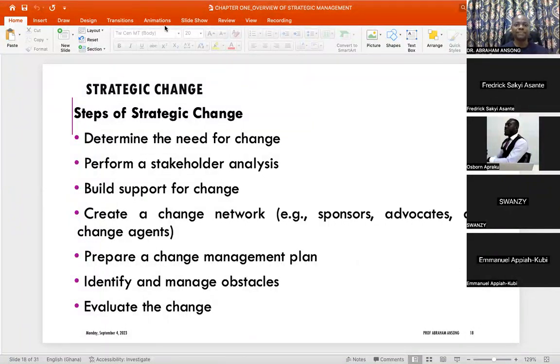You have to prepare a change management plan. So you are changing, but the change doesn't have to be haphazard. It shouldn't be done anyhow. Okay. It must follow some systematic process. So you need a change management plan to be able to undertake strategic change.